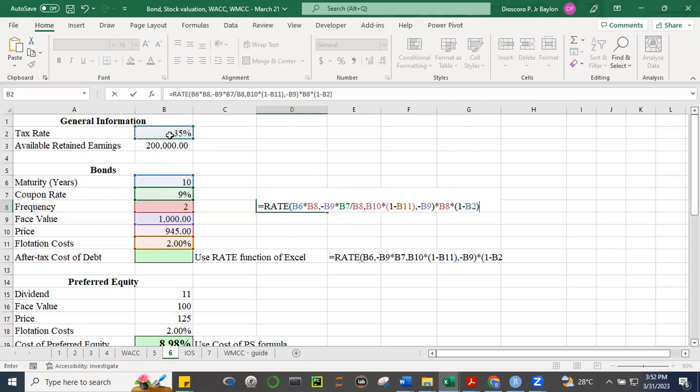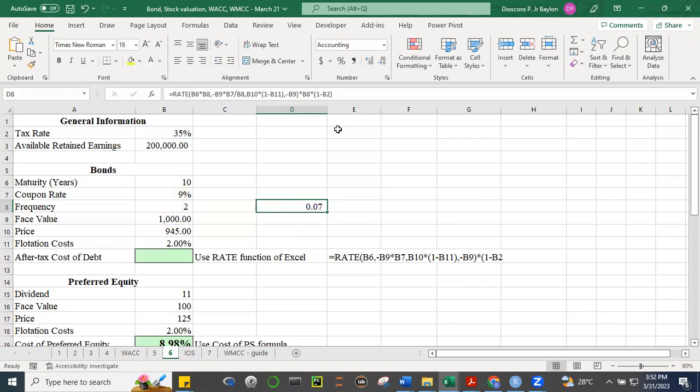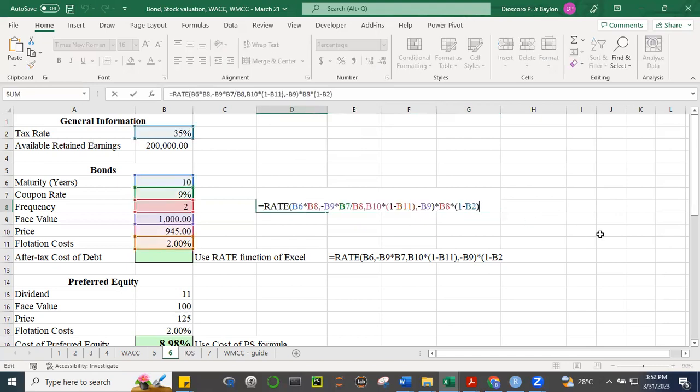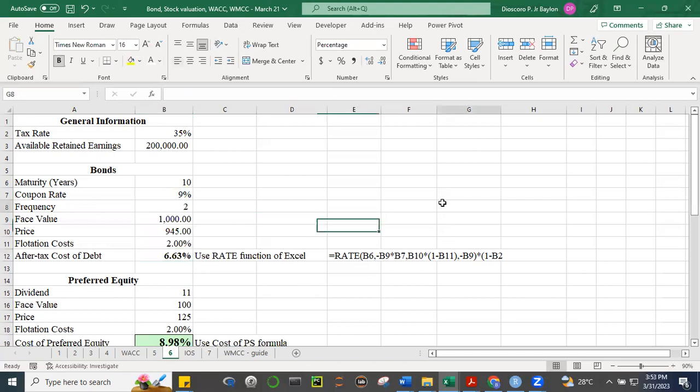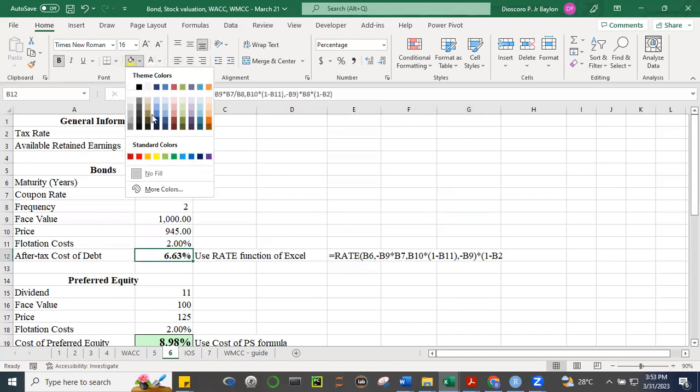So this should give us around 7%, 6.63. But kaya 6.63 din nakuha niyo? Okay. Anyway, so that's the cost of debt.